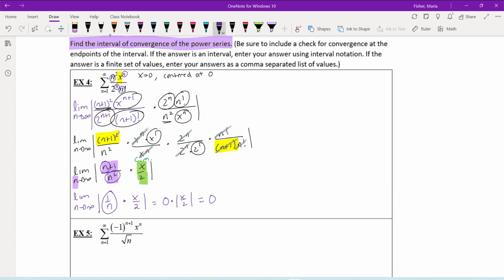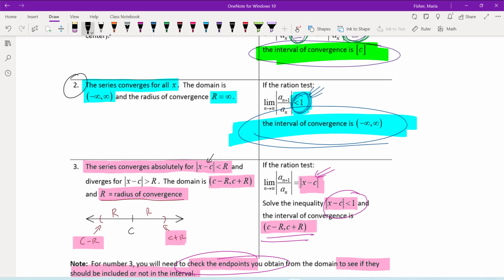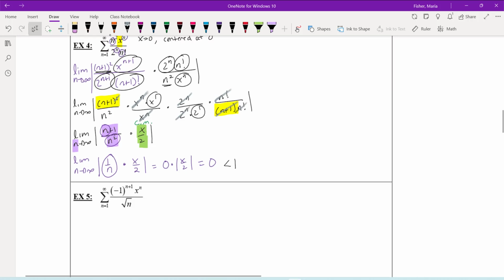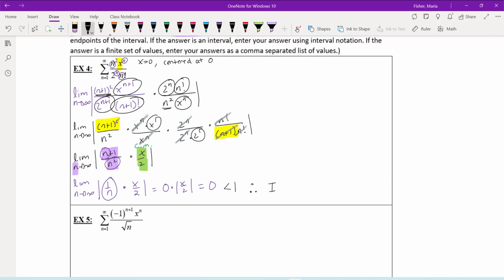Well, 0 is a number that is less than 1, and if you go back to our 3 options from above, that puts us at number 2. Because if you end up with a number that's less than 1, you know that your ratio test told you that you converged absolutely. So what does that mean for us? That means that the interval of convergence, and I'm going to abbreviate interval of convergence as IOC, is going to be from negative infinity to positive infinity, because it doesn't matter what x values we stick in here. This thing is going to converge no matter what number we place in there for x.